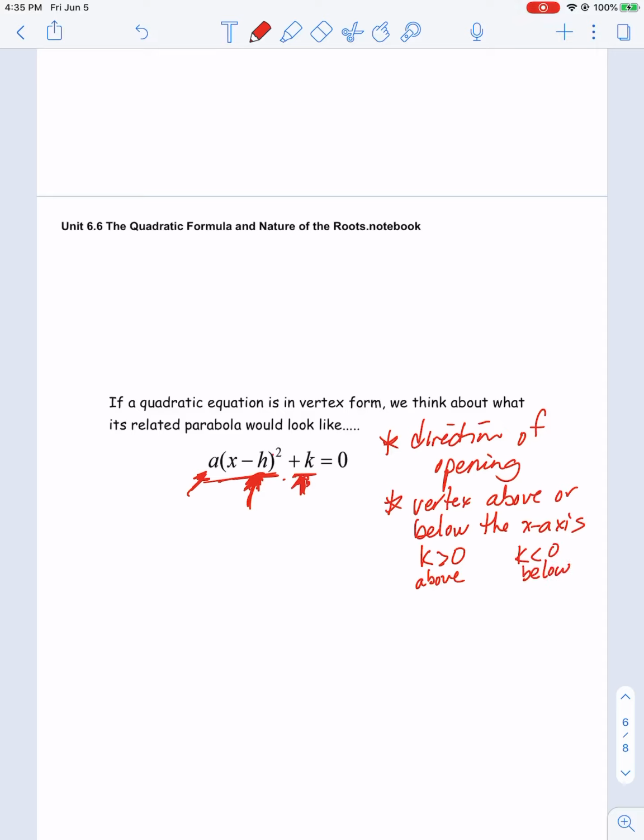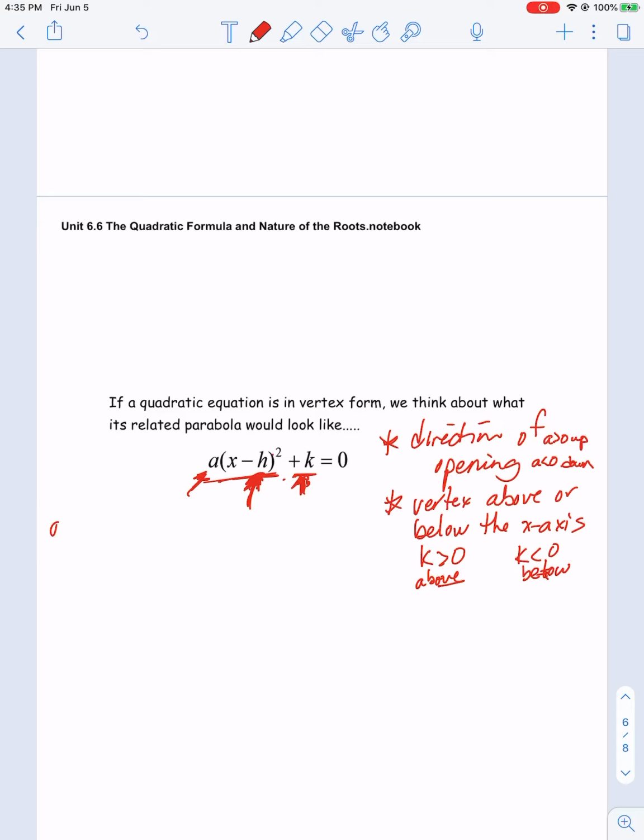Okay, so we've got direction of the opening, which means if A is greater than 0, that's opening up, and if A is less than 0, that's opening down. So we got 4 different situations to look at. When A is greater than 0, and then the 2 different K's, and then when A is less than 0 and the 2 different K's.